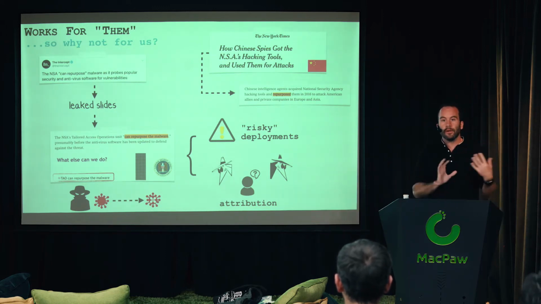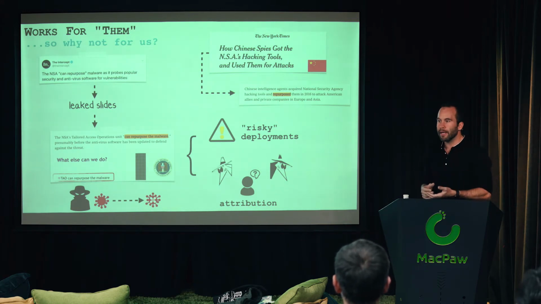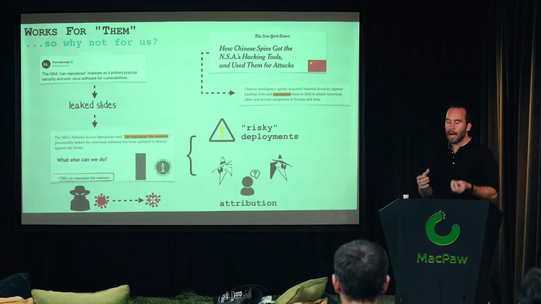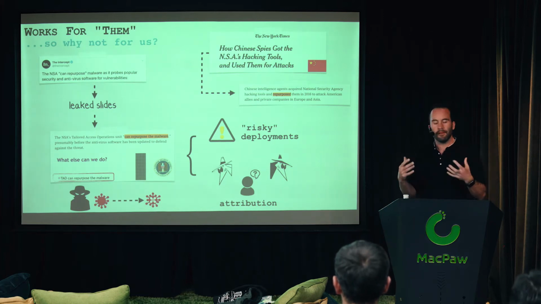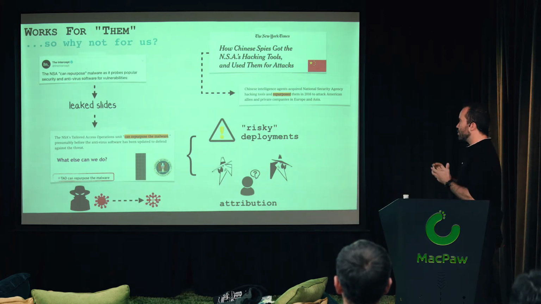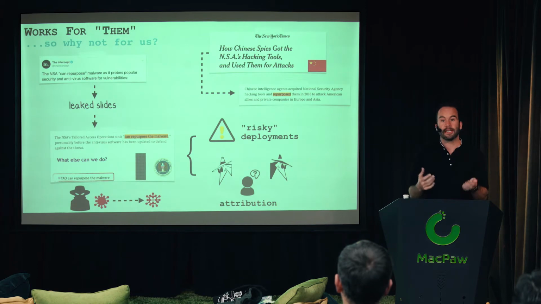So to these really well-resourced agencies, the benefit of using this repurposed malware is twofold. First, it allows them to deploy these malware samples or specimens into risky environments. So imagine you're the National Security Agency, you hack a high-value target, and you see that the Chinese or perhaps the Russians have also hacked that target and are already there.